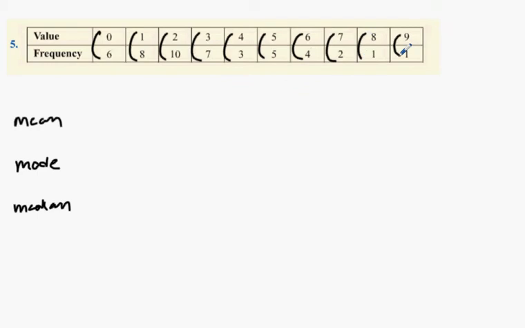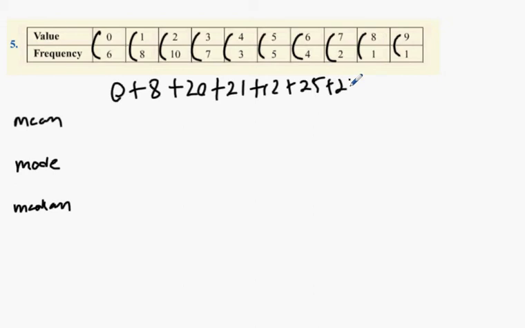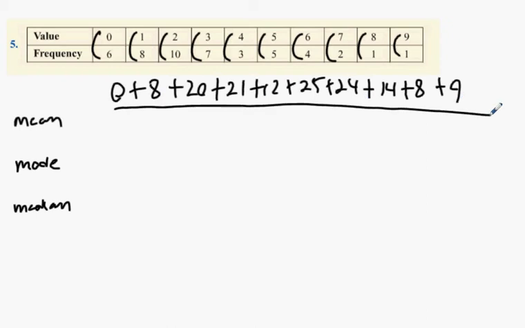This means 6 people got 0, which is 0 in total. 8 people got 1 is 8 in total. 20, 21, 12, 25, 24. Somebody on the calculator for these? Or somebody's already got the answer, but even better. Now, that's how much points we've scored in total.